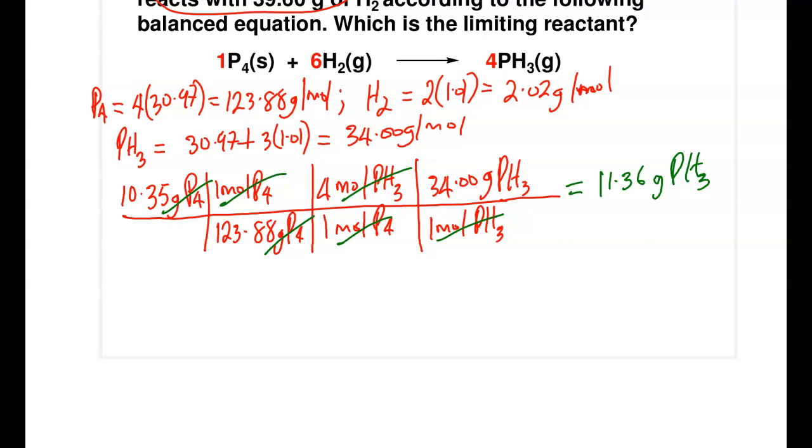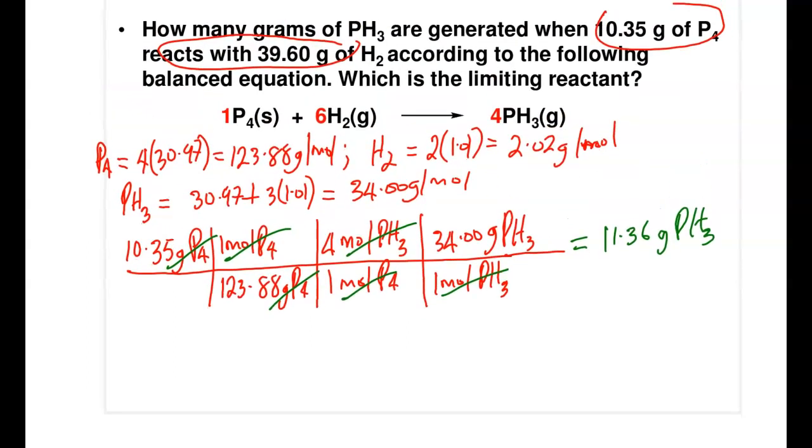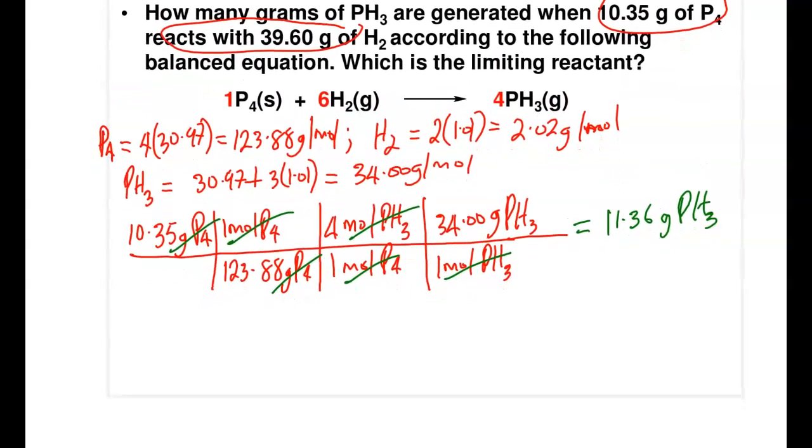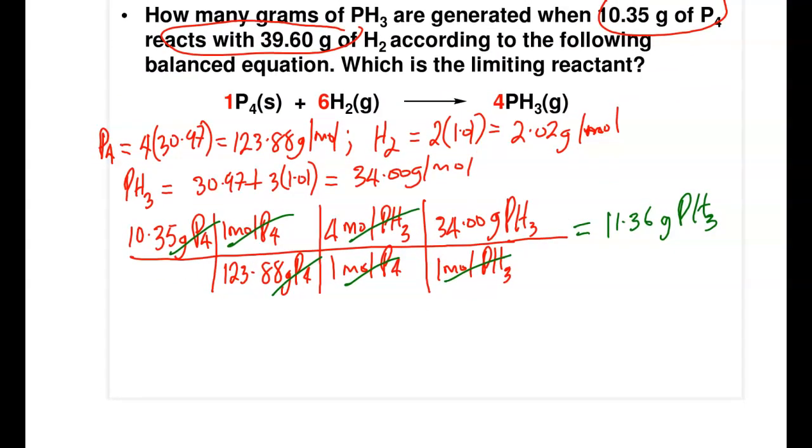Okay, so let's do it. What we're going to do here now is we start with what we're given: 39.60 grams of hydrogen. So let's go there. We start again with 39. Now I'm going to use my red as usual.